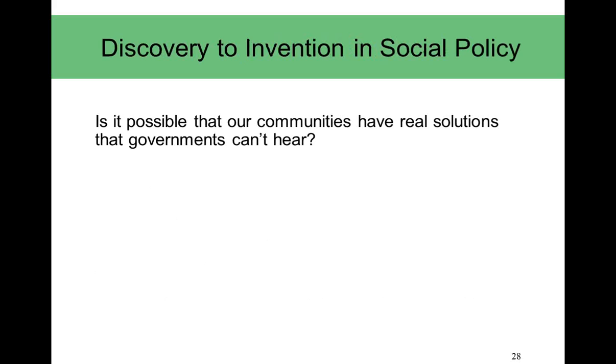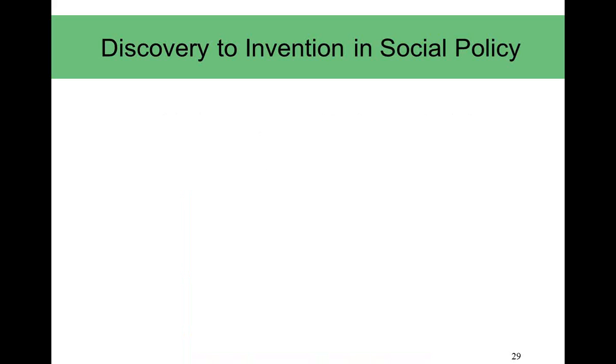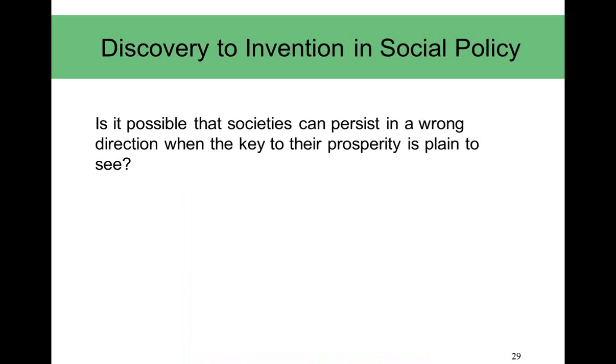So is it possible that our communities have real solutions that governments can't hear? If we take the penicillin analogy and the Great Recession analog, while you are sitting there thinking to yourself, gee, I have this really great idea, or I've seen things really work in my community, and yet I can't get government, I can't get the mainstream to hear it. The answer is yes. Nice little community you folks have here. How'd you like to make sure nobody organizes it? Actually, I think that was from an Obama campaign. So is it possible that societies can persist in the wrong direction when the key to their prosperity is plain to see? The answer, again, of course, is yes.